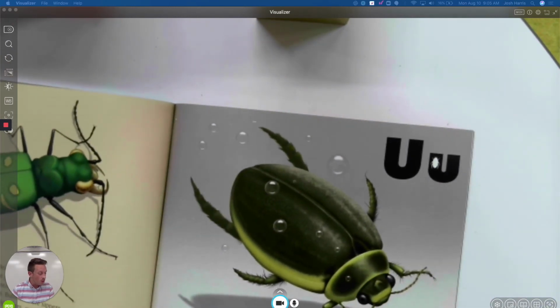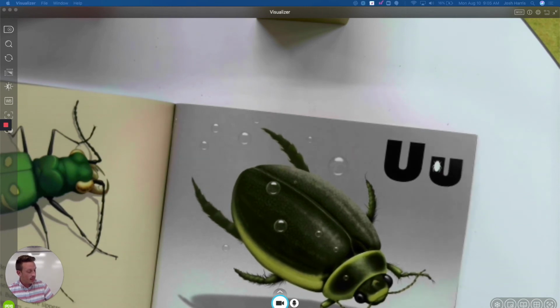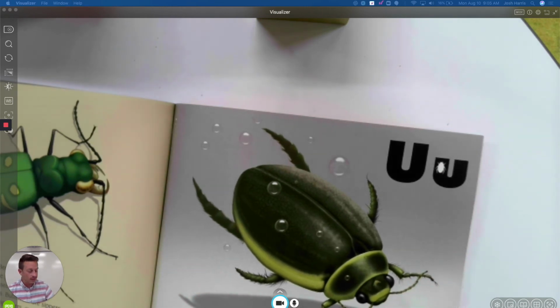U is for underwater beetle. This beetle is like the U.S. Navy SEALs. Sea, air, land. The underwater beetle can swim underwater, fly in the sky, and walk on land. Not many creatures can do that. Let's face it, beetles are amazing.